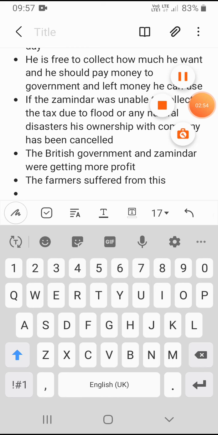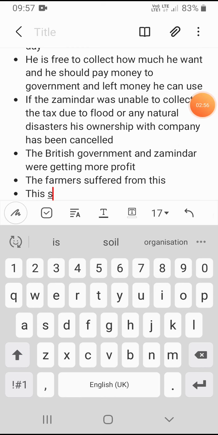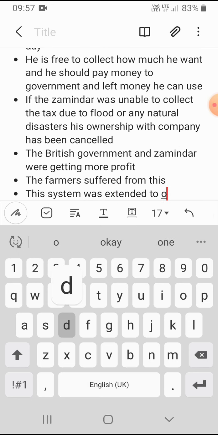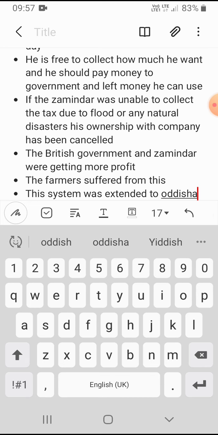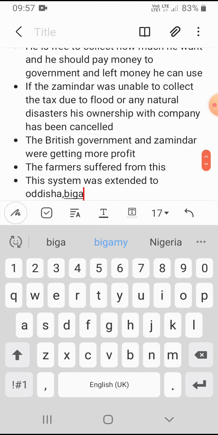And then this system was extended to Odisha, Bihar, and other places.